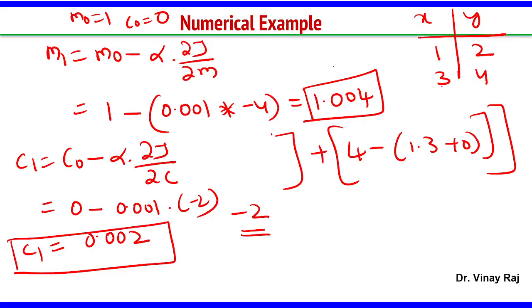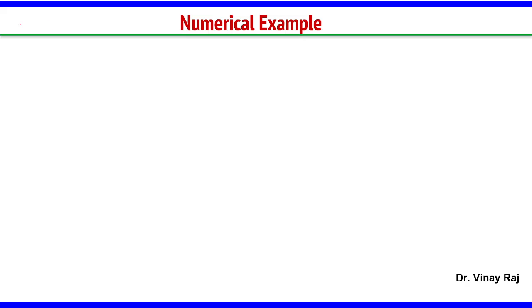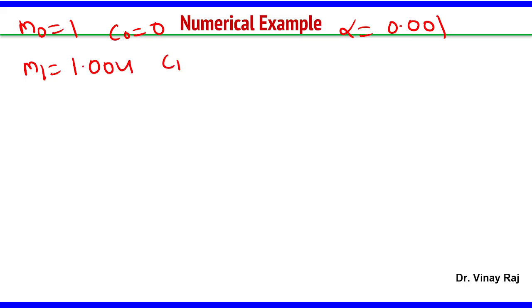So how does gradient descent work? It is trying to find out the actual values. By assuming some initial values, we repeat the procedure and keep doing it to find the actual values. If I write down what we have got: we assumed m naught as 1, c naught as 0, and alpha equal to 0.001. After the first iteration, m1 is 1.004 and c1 is 0.002.